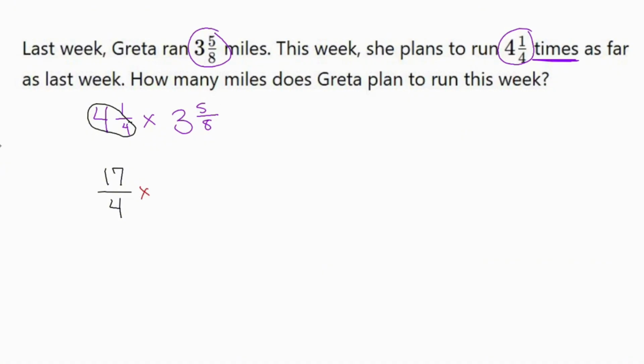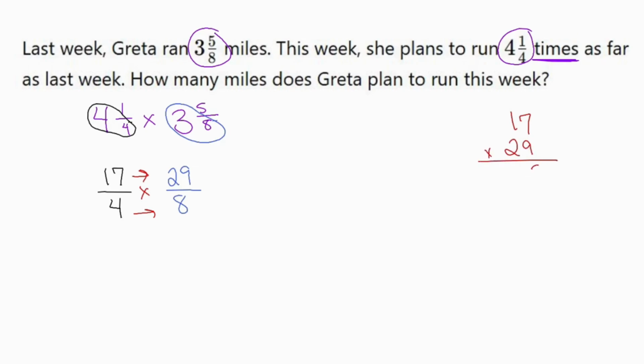Now, I'm going to do the same thing to this guy over here, 3 5/8. How do I turn 3 5/8 into an improper fraction? Multiply 3 and 8, which is 24. Add 24 to 5, which is 29, and you get 29 over 8. Now, when multiplying fractions, you multiply straight across the numerator and straight across the denominator. I have no clue what 17 times 29 is, so I'm just going to go off to the side and do that. 17 times 29. It's not pretty.